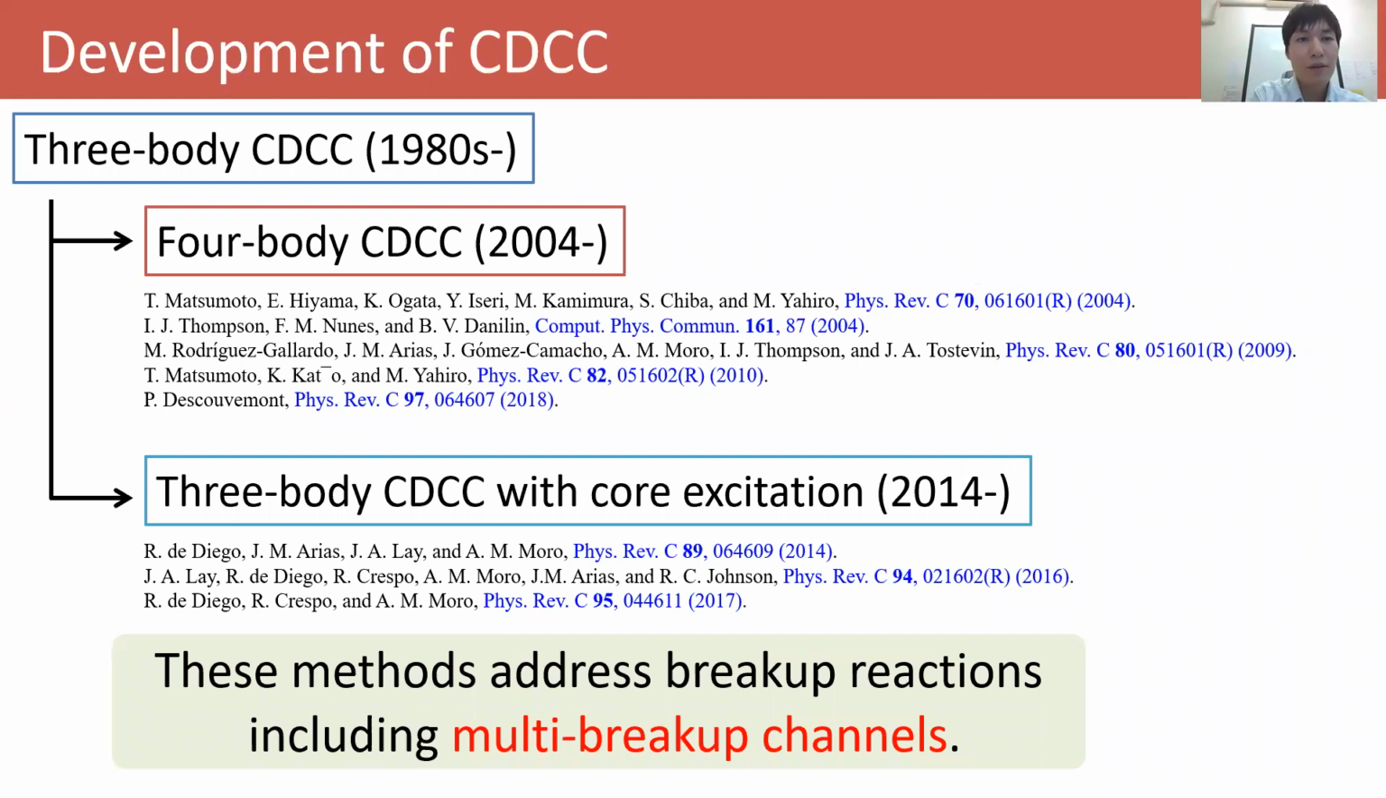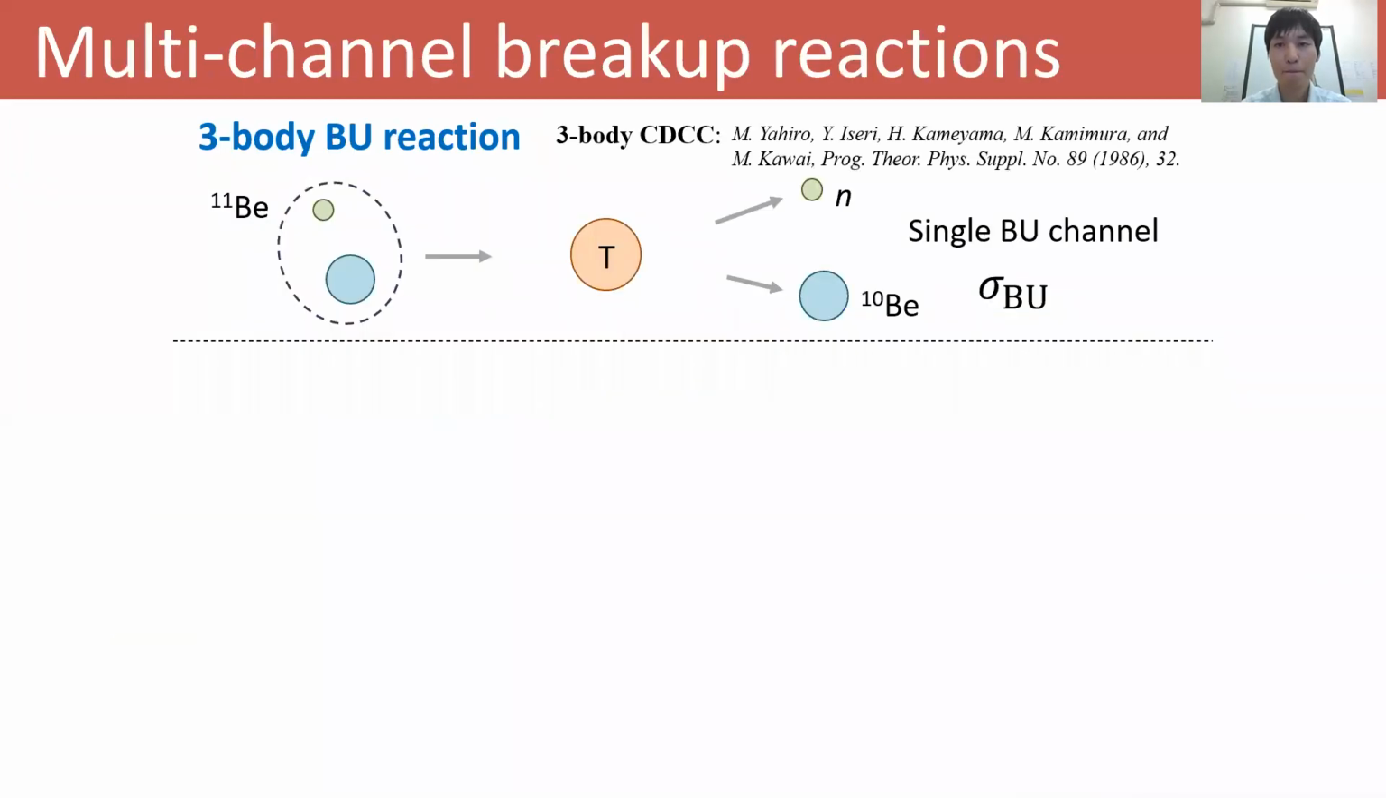So nowadays, the three-body CDCC has been developed mainly in two directions. One is four-body CDCC, and the other is three-body CDCC with core excitation. It's developed by these many authors. These new methods address breakup reactions, including multi-breakup channels. Here, I will explain the multi-channel breakup reactions.